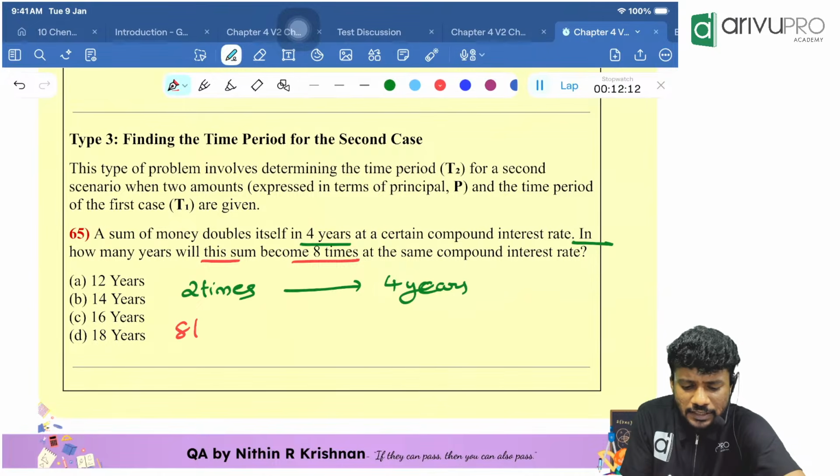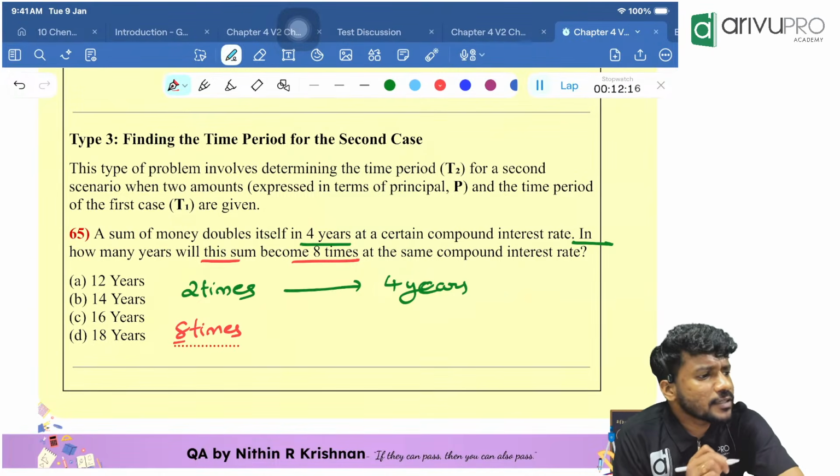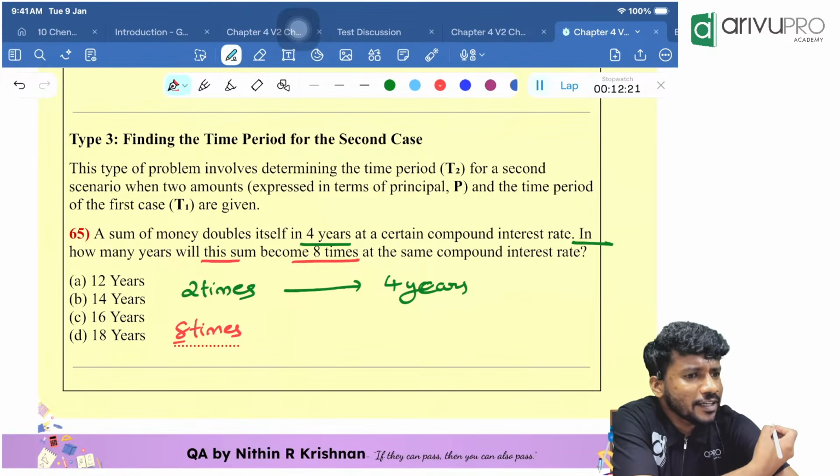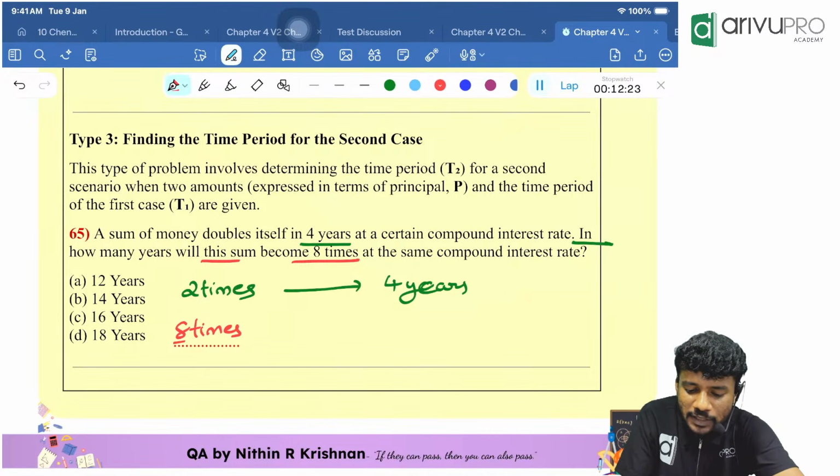So people, when I say 8 times, I will write 8 in terms of 2. How can I write 8 in terms of 2? 2 cube is how much? 8. So instead of 8 times, I will write it as 2 cube times. In how many years is the question.